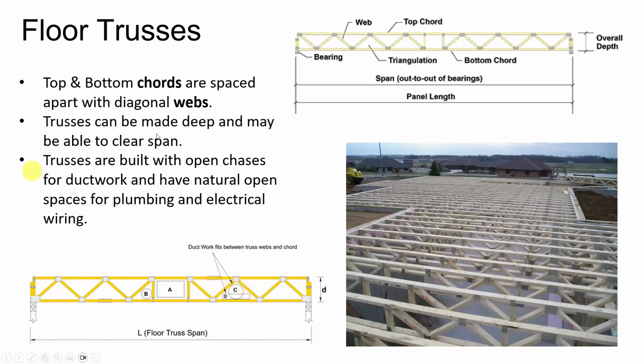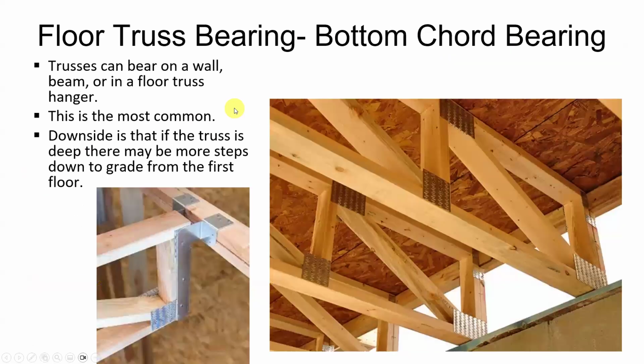Okay, so let's talk about the three different ways these trusses can bear or be held up. One is if it's bearing off the bottom chord, that's called bottom chord bearing, logically enough. So the bottom chord is the one that's sitting on the bearing. In this case, it's on a joist hanger, but it's still bottom chord bearing because the bottom chord is where that load is going into it. Now, this is probably the most common. Now, you'll notice this here. We're going to talk about that later, but keep that piece of wood in mind.